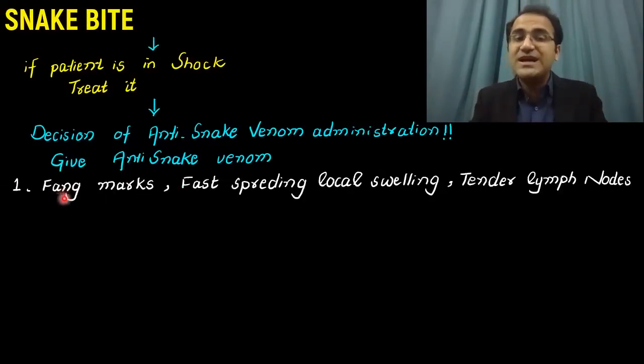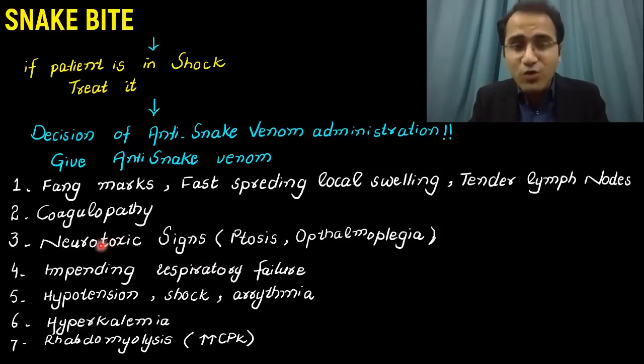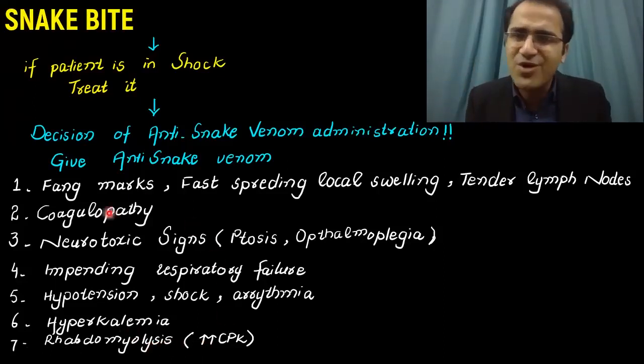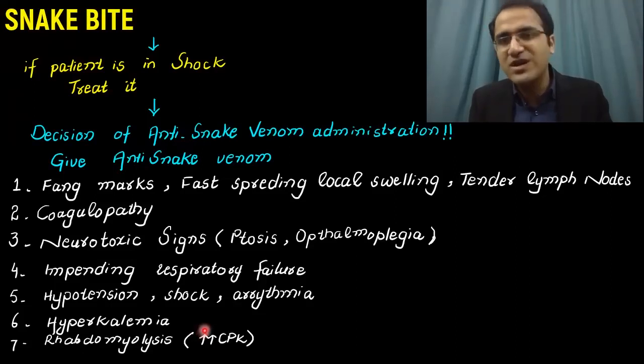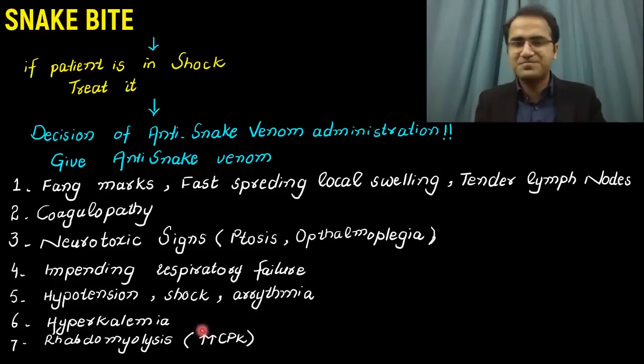If the patient has classical fang marks, fast spreading local swelling, tender lymph nodes, coagulopathy, neurotoxic signs like ptosis, ophthalmoplegia, impending respiratory failure, hypotension, shock, arrhythmia, hyperkalemia, rhabdomyolysis, muscle breakdown with an elevated CPK. These are all the indications that that patient deserves to get a polyvalent anti-snake venom.